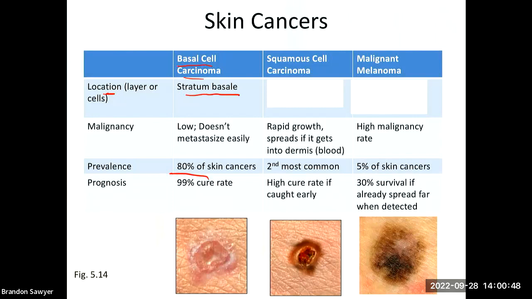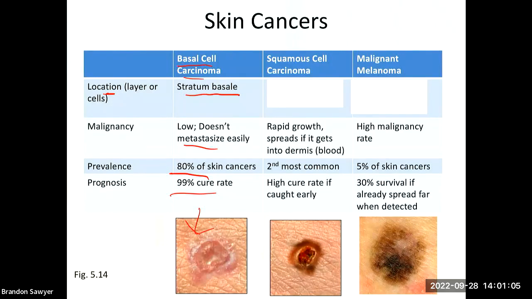This is 80% of those skin cancers. So this is a lot of them. Most of the time, this doesn't metastasize. It doesn't spread throughout the body, doesn't become malignant. It's just a little tumor, can be removed. So 99% cure rate. This is kind of what one of those little tumors might look like.